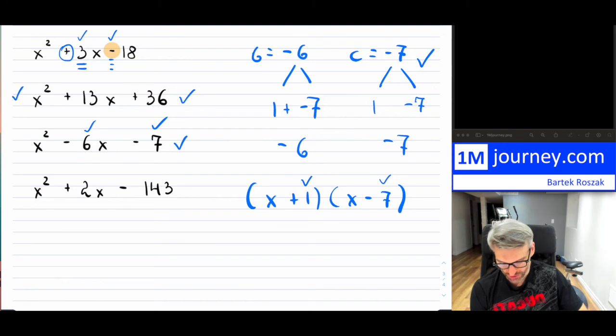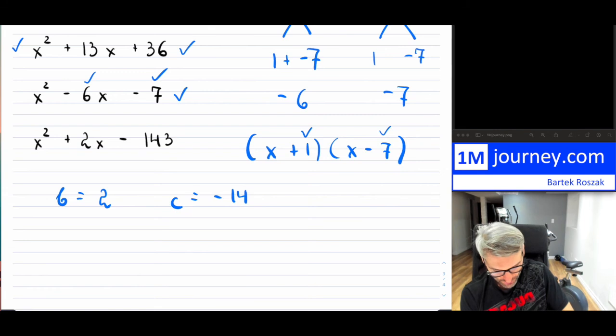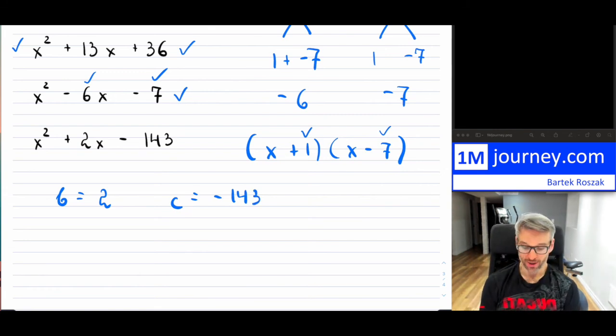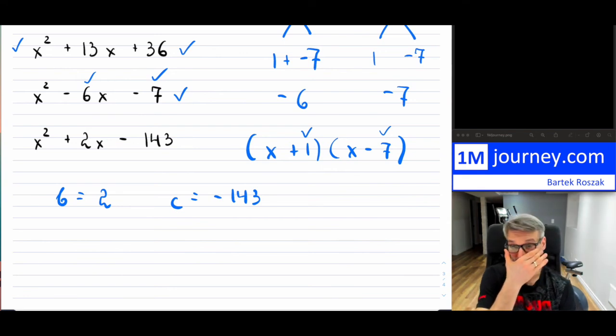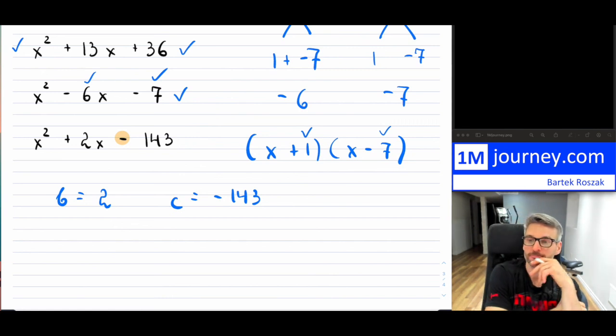The last example that you have here looks like it's a little bit annoying. B is just +2. C is -143. All right, well, which two numbers are those going to be? Now, it's going to have to be larger numbers because it's 143. It's not going to be two rather small numbers. Now, notice that it is negative here, so one of them has to be negative in order for that to be negative. What does that mean? Okay, well, I can think of some numbers.